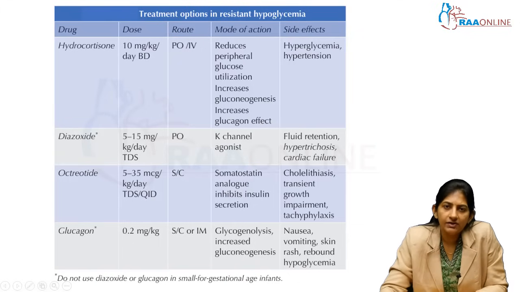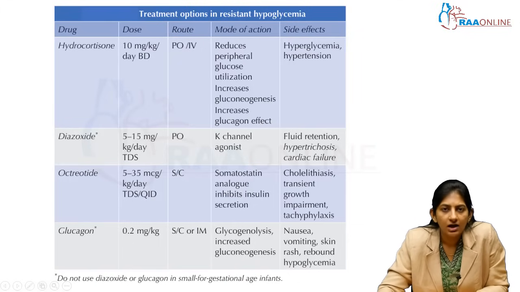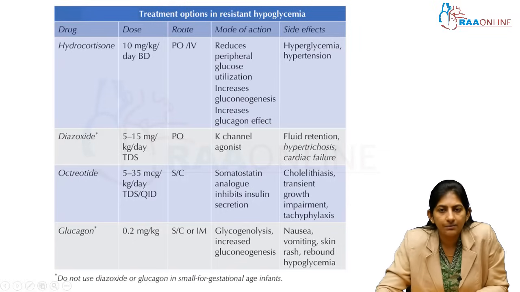Once we have reached the peak GIR of 12, we have to go with the next level of treatment. So we give hydrocortisone 10 mg per kg per day BD. Hydrocortisone increases gluconeogenesis and reduces the peripheral utilization of glucose, right? And it can also kickstart glucagon's effect. So hydrocortisone is quite effective in these babies.